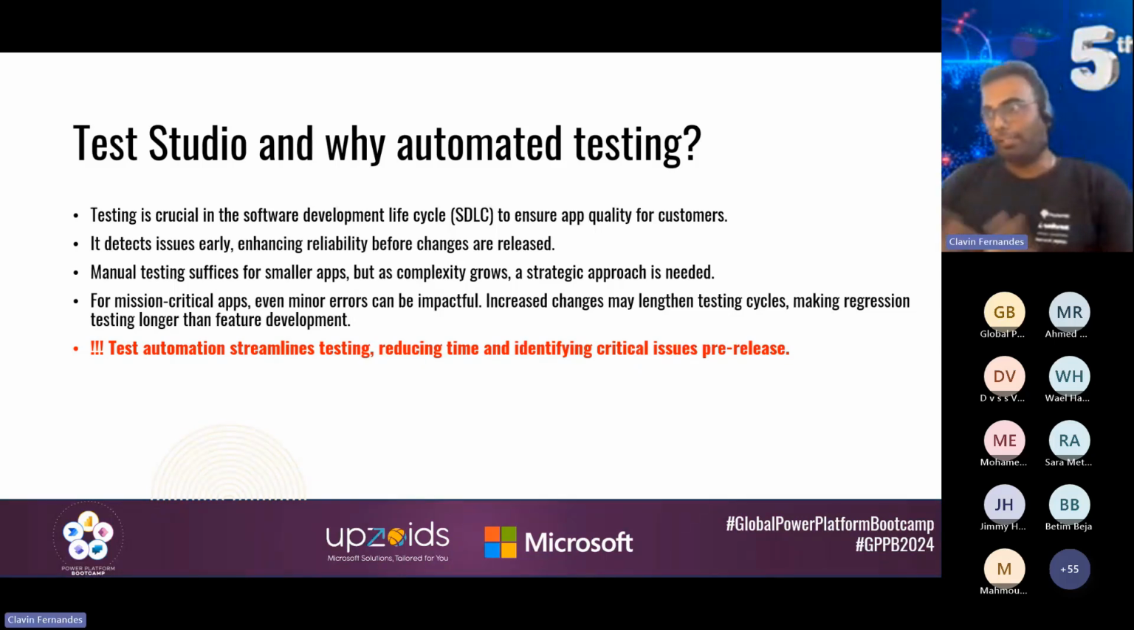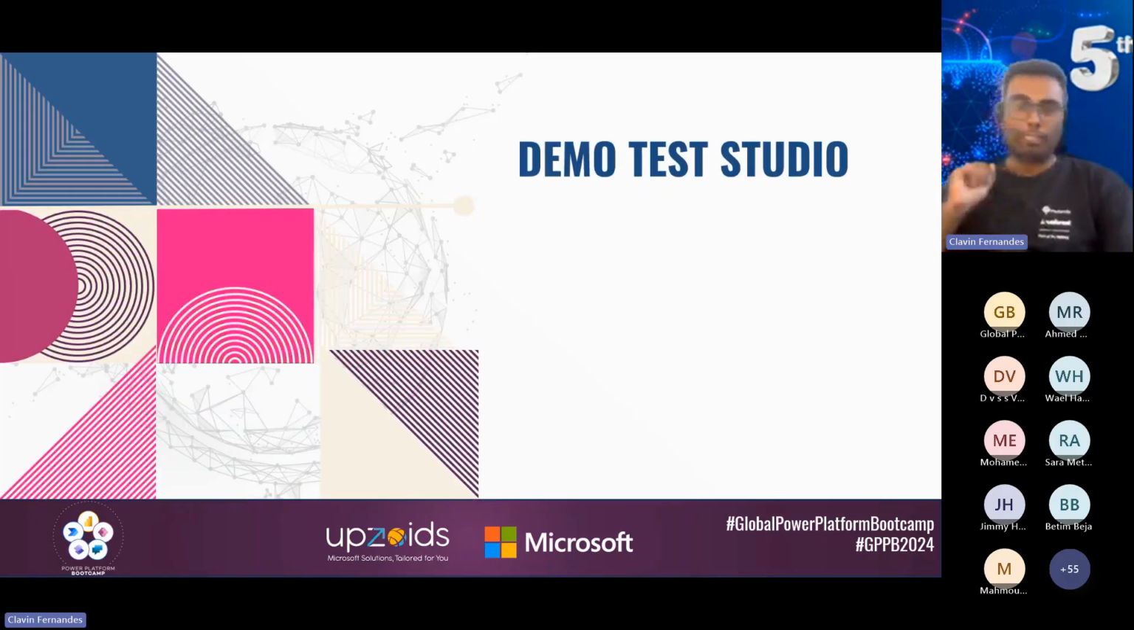Manual testing is great for small apps. I'm not taking anything away from manual testers. But as the complexity grows, it's good to have an automated test in place. So that is what we are going to focus on, automated testing, right? Finally, automated testing seamlessly streamlines testing, reducing the time and identifying the critical issues. So that being said, let's go into a demo.